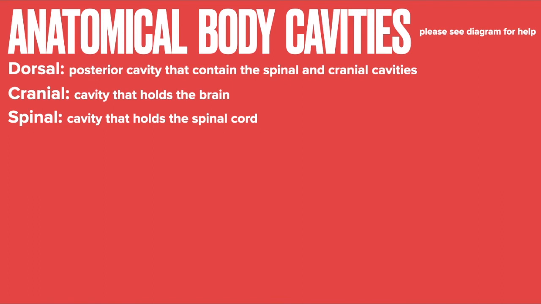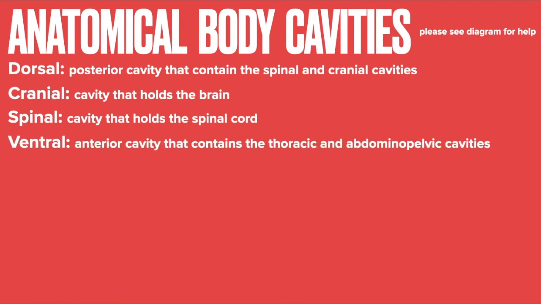When we're talking about just the cranial cavity, think about the cranium, that holds the brain. The spinal cavity, that holds the spinal cord. So that is going to be the dorsal, cranial, and spinal. So cranial and spinal are part of the dorsal. Now let's move into the ventral cavity. That cavity, that empty space, is anterior, it's front. Remember, ventral is belly. So it's the anterior cavity, and that's not just going to be the belly region, but it's going to be the chest and belly region.